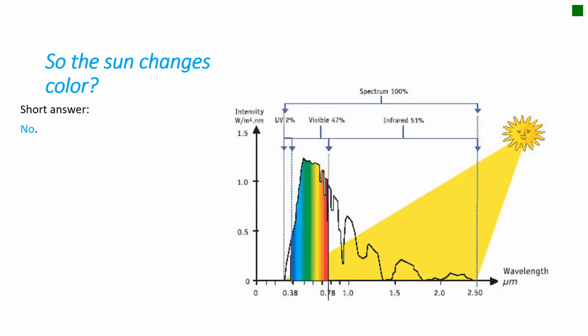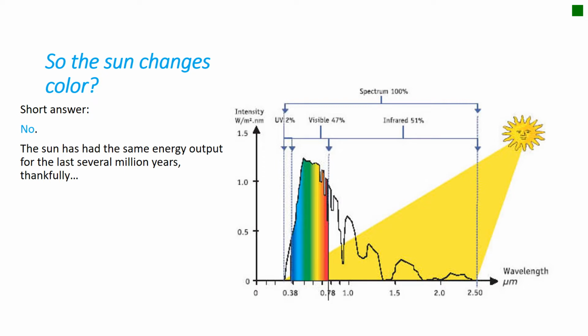No, not really. What's happening is the sun is emitting a pretty steady output. There are solar flares and increases and decreases in solar activity, stuff you'd talk about in astronomy if you take that class next year. But the sun, for the most part, has emitted the same quantity of energy, the same kinds of energy, for the last several million years, which is really good. Otherwise, we'd all be fried and we wouldn't be here anymore.